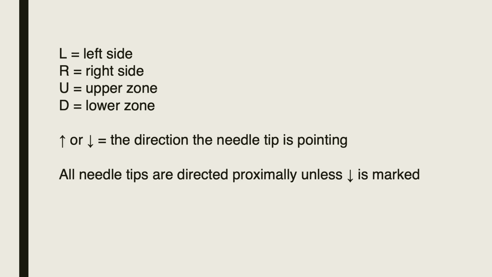The following is the designated nomenclature for wrist and ankle acupuncture. L for left side, R for right side, U upper zone, D lower zone. The arrow pointing upward or the arrow pointing downward indicates the direction the needle tip is pointing. All needle tips are directed proximally unless the arrow pointing downward is marked.